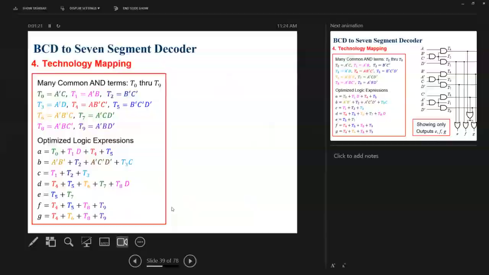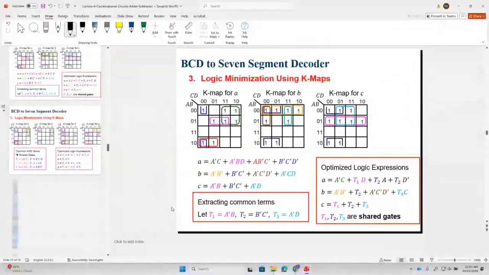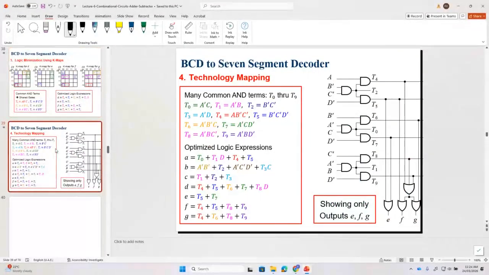Okay, now what do I need to do? So now can you see, when we derive all the expressions, the common term expressions? So now basically what I'm going to do is copy, and then paste it here.